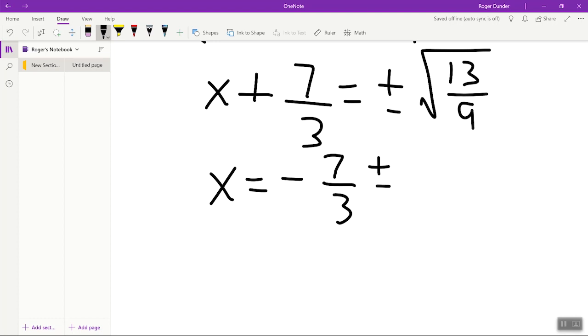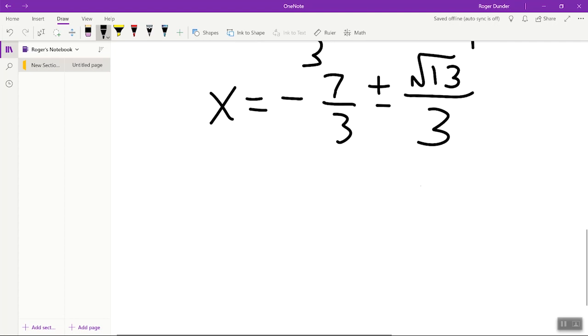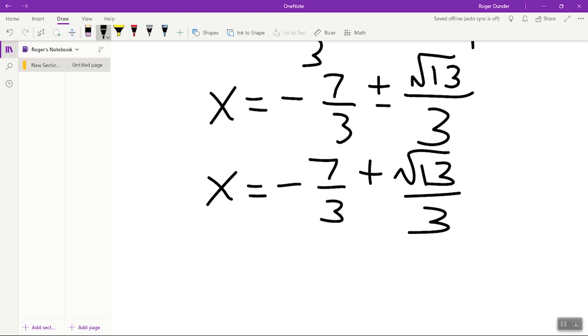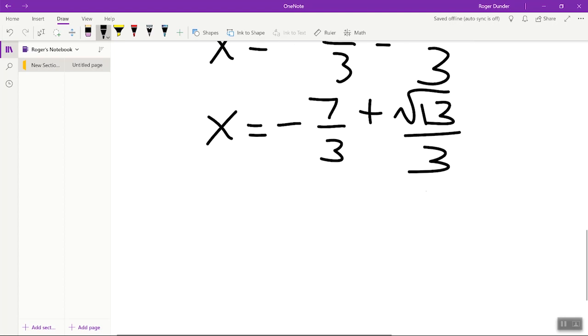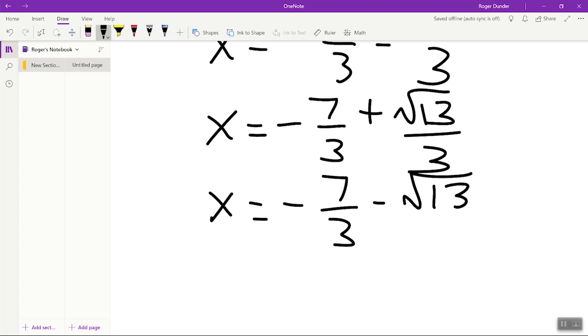Well, what's the square root of 13 over 9? It's the square root of 13 over 3, right? Because the square root of 9 is 3. So this is plus or minus the square root of 13 over 3. So we have two roots here. x is equal to negative 7 over 3 plus square root of 13 over 3. That's one. And then the other one is x is equal to minus 7 over 3 minus the square root of 13 over 3.